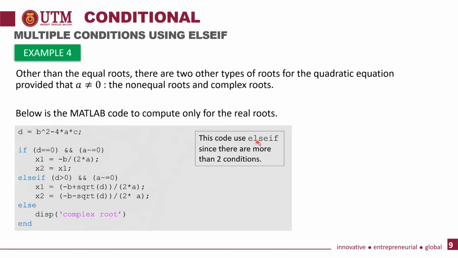This code uses else if since there are more than two conditions. If you have more than two conditions, you need to use else if. But if you only have two conditions, you use if and also else; you don't have to use else if. Right now we have three different conditions, so you need to use if, else if, and also else. And the last part that you need to use is end, to indicate the end of your if condition statement.